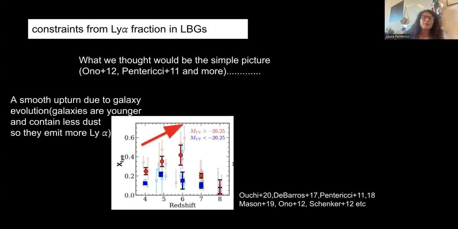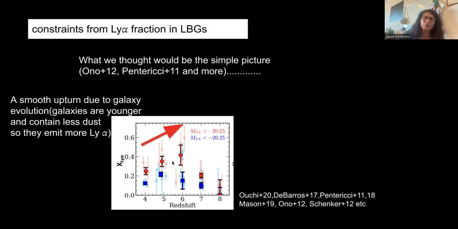Another complementary way to derive the neutral hydrogen fraction is to simply compute the fraction of star-forming galaxies, the Lyman break sources, that are Lyman alpha emitters. So basically you observe all the star-forming galaxies, and then you ask how many of these sources have Lyman alpha in emission. You set some threshold for Lyman alpha emission, and then you ask what is the fraction of sources that have Lyman alpha emission. And so here are some results.